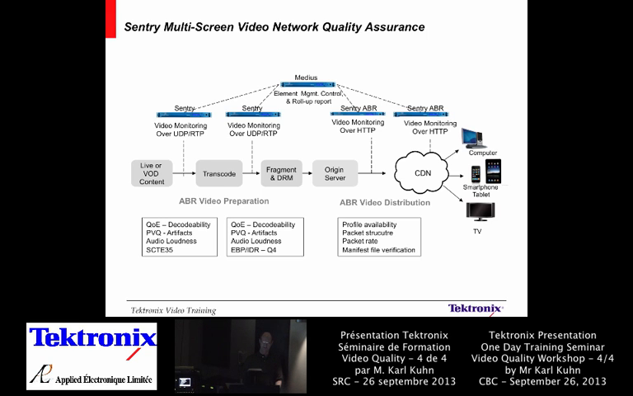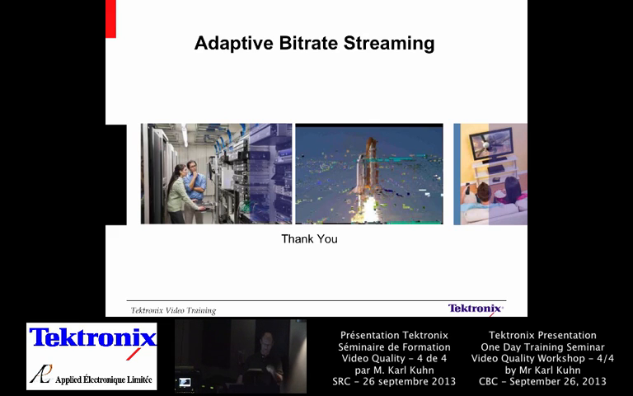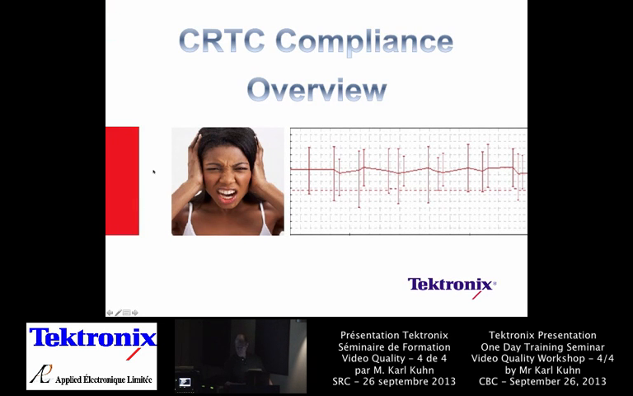Interesting stuff. Adaptive bitrate streaming. Thank you very much. We got one more section here. Calm. Not calm, we're talking about loudness, and CRTC compliance. Anytime you need to take a break, feel free, but I'm going to keep plowing forward here because the day is growing long. And we've got two more sections. Try to be out of here between 4 and 4:30.